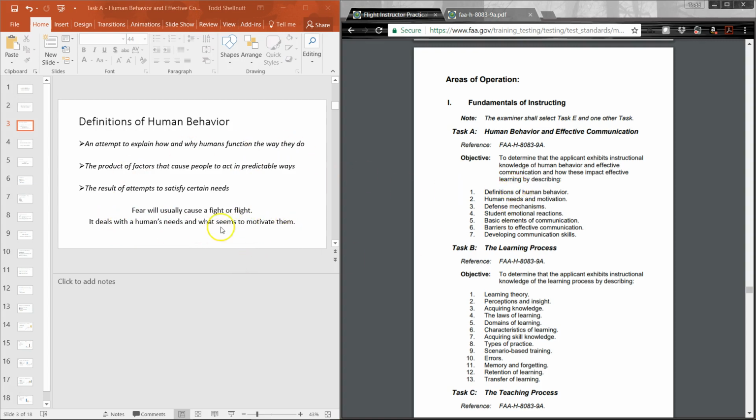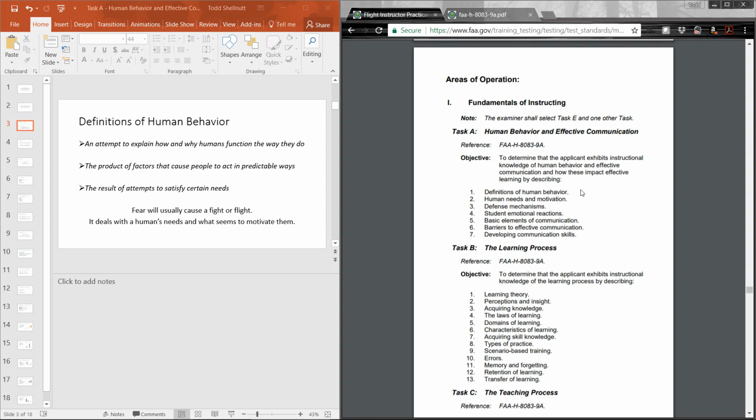So I've got this out of the way, but I want to be able to transition myself from number 1 to number 2. So I've talked about the definitions of human behavior. My next thing is human needs and motivation, which is human needs, that Maslow's hierarchy stuff. And then you have your motivation stuff that you have to talk about. So I've got to be able to make that transition. How am I going to transition in my conversation from number 1 to number 2?